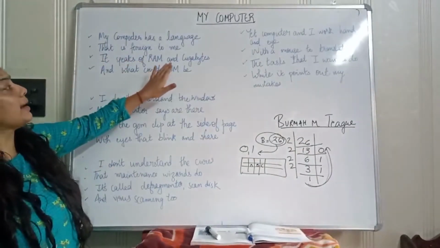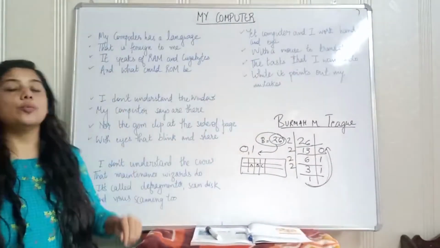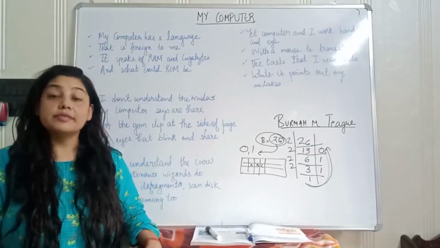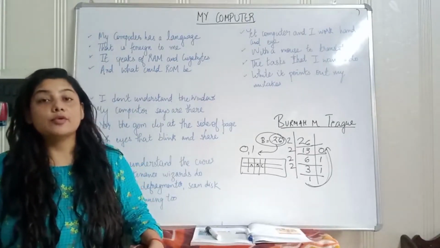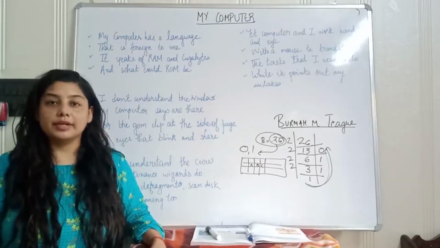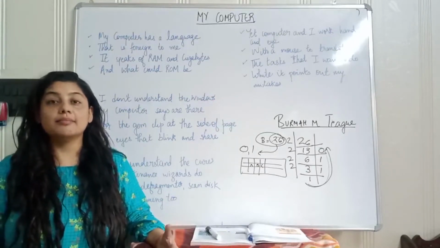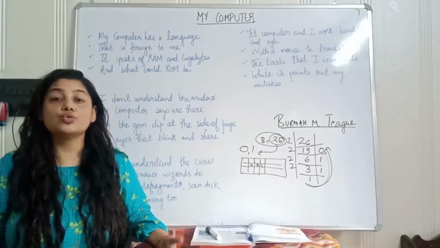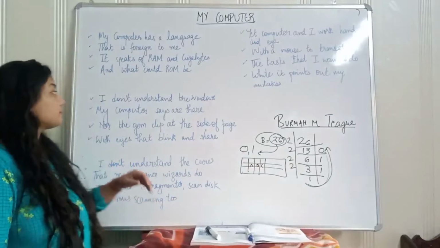It speaks of RAM and gigabytes and what could ROM be. So the poet is saying it talks about RAM and ROM, a kind of memory. One is a permanent memory and one is a volatile memory. It can be lost. And gigabytes. Bytes are the measurement units, like 1 byte is equal to 1024 megabytes.